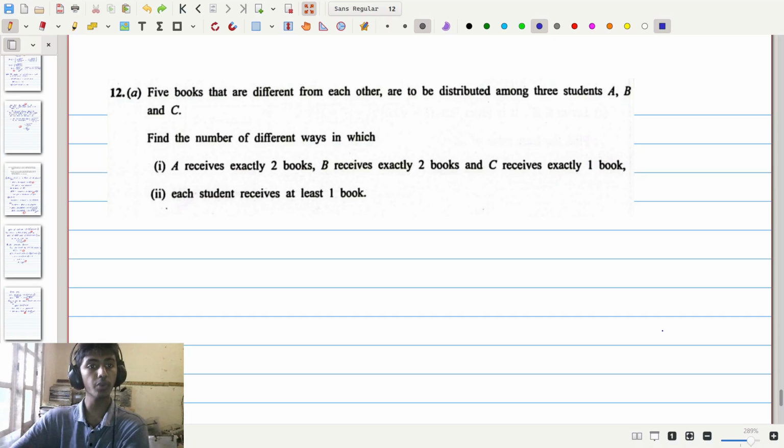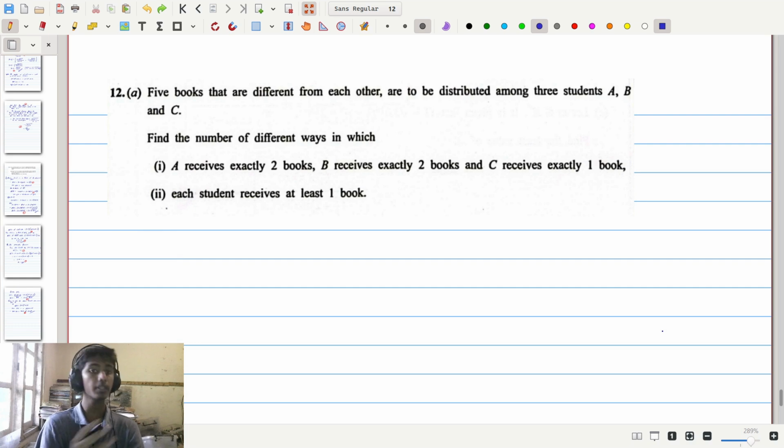Now here in this question it's important to note that at the top, since they said that the 5 books are different from each other, we need to assume that the 5 books are unique. This is important and significant because in some other versions of this question in previous years, we might sometimes have items to distribute that are non-unique.